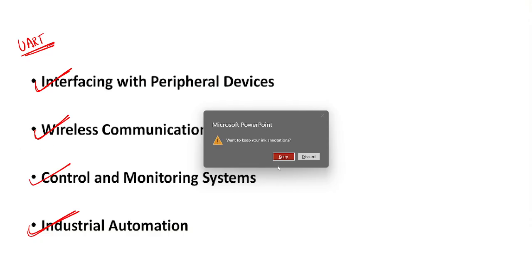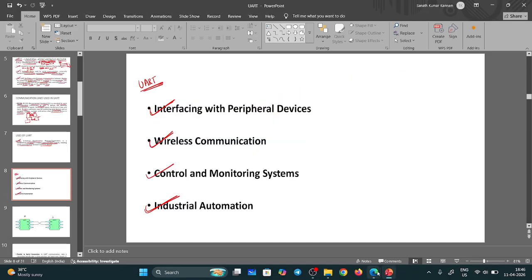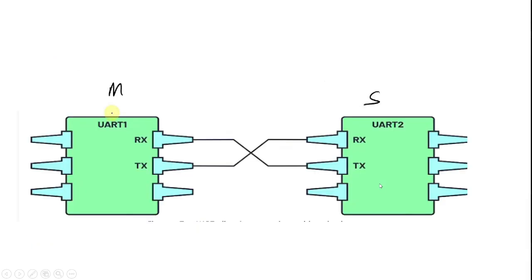So this is about UART. See here, I told you, there are two UARTs. This is my master and this one is my slave. If you want to communicate between two UARTs, one master and one slave, the transmitter of the slave is connected to the receiver of the master, and the transmitter of the master is connected to the receiver of the slave, and a common ground is there.